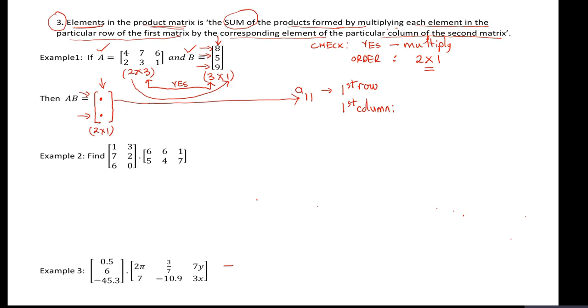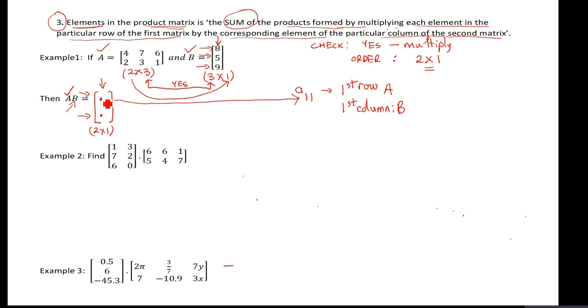So I'm going to write out the first row of what? The first row of A and the first column of B, always in that order, because you've got A times B. The rows will always come from the first matrix that you see, and the column will come from the second matrix that you're multiplying. So the rows will come from A, the columns will come from B.